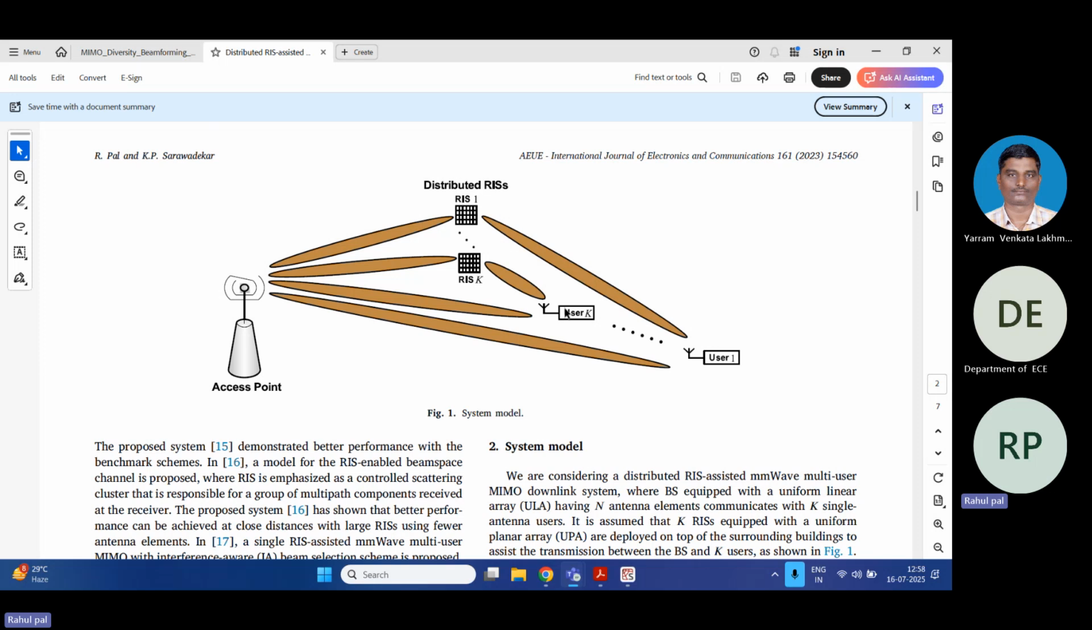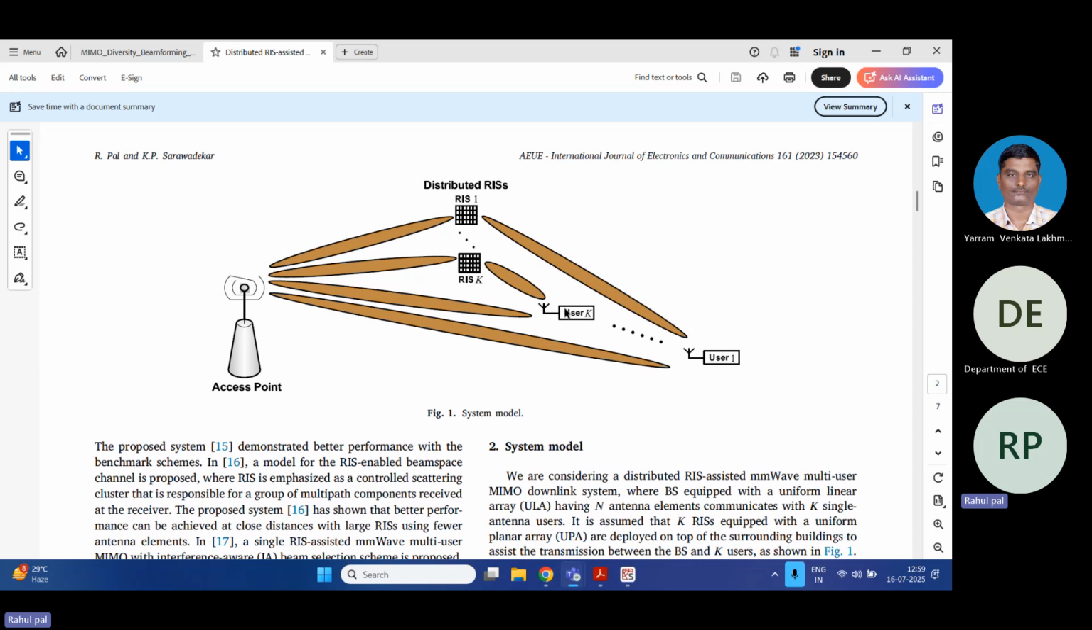This is regarding distributed RIS systems and multi-user MISO systems. You can see in the figure there is one base station transmitting N beams, and the RISs, reconfigurable intelligent surfaces, are deployed in a distributed manner. This is the first RIS, and the k-th RIS element. And these are the K users.